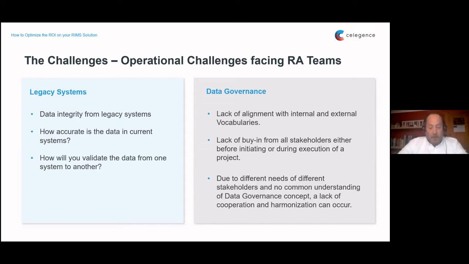If we're looking now at data governance, pharmaceutical companies tend to be a little bit behind the curve these days when it comes to data governance. Many large organizations have chief data officers, and they're really responsible for the data integrity and quality within their organization.